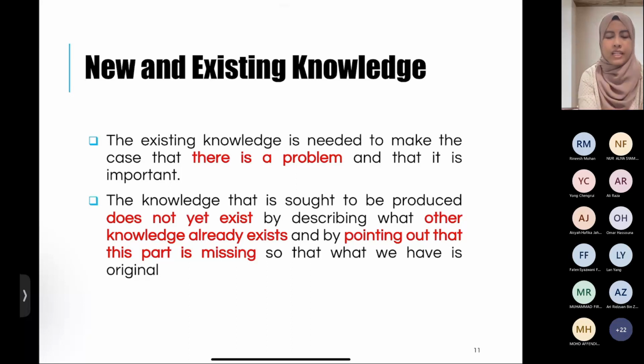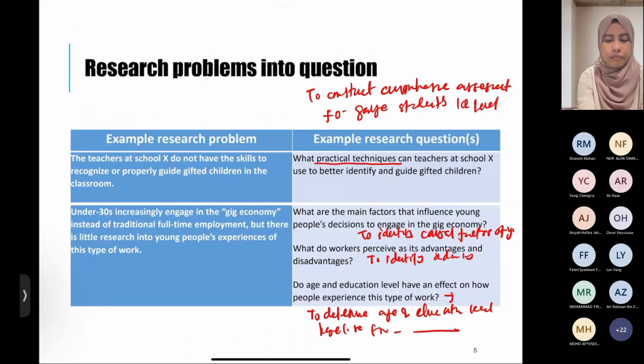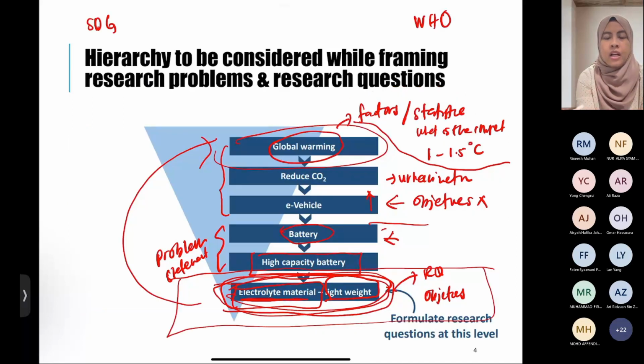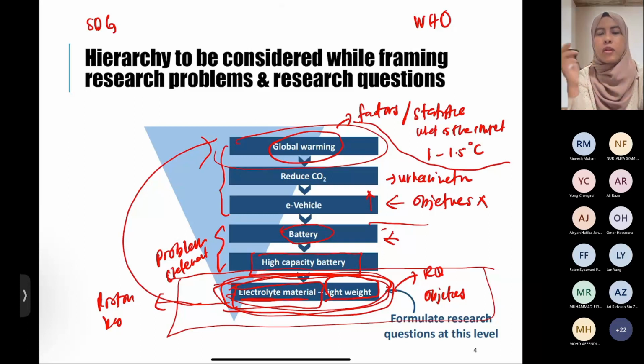Okay. So for example, like this case. Before you want to highlight that you are proposing something else, you need to mention it. It is worth for you to mention that currently, what is the material used for this electrolyte? Is it proton-based material, for example? Okay, so many e-vehicle batteries right now use the electrolyte material that is proton-based, for example. So you need to discuss on that.